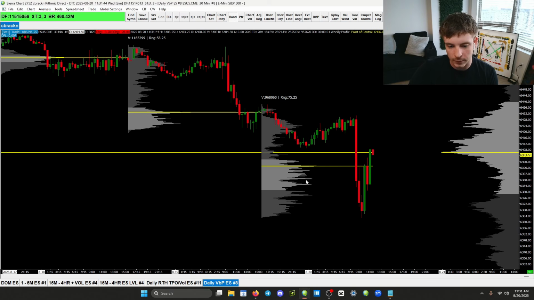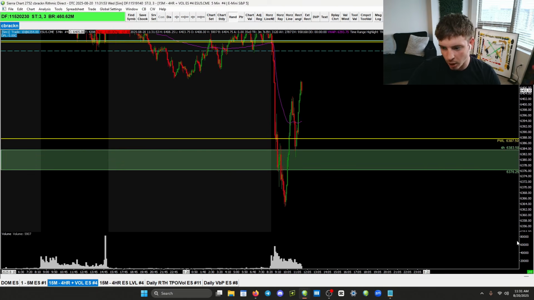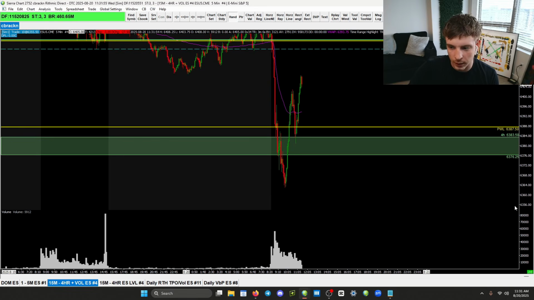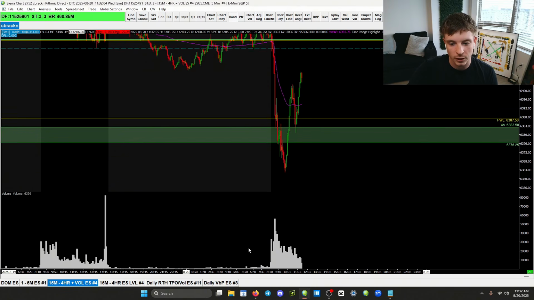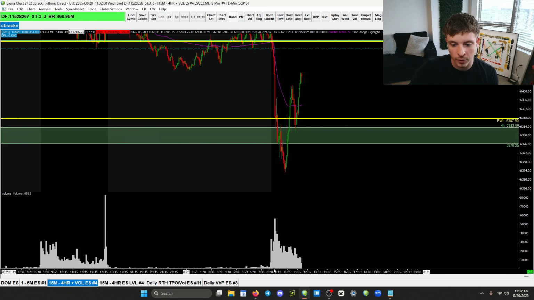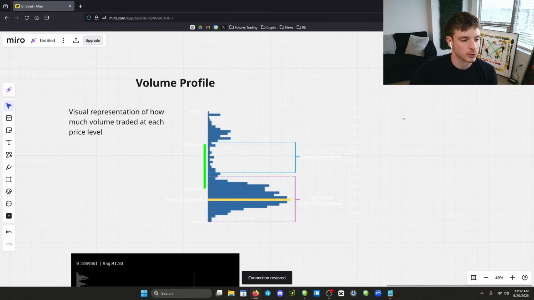And just coming back to Sierra real quick, I can show you guys on the bottom of the screen here. This would be an example of volume by time. So you obviously cannot see where the volume was traded in terms of price, but you can see when the most amount of volume was traded, right? Coming back to volume by price, we can actually see where the most amount of volume was traded, what prices the most volume was traded at.